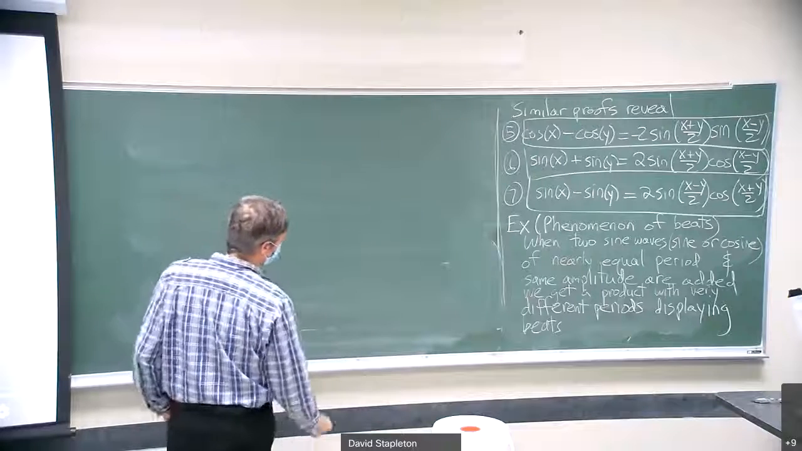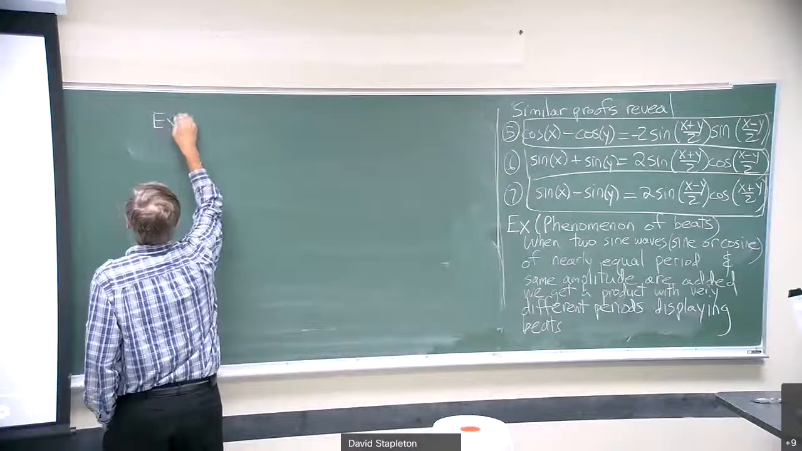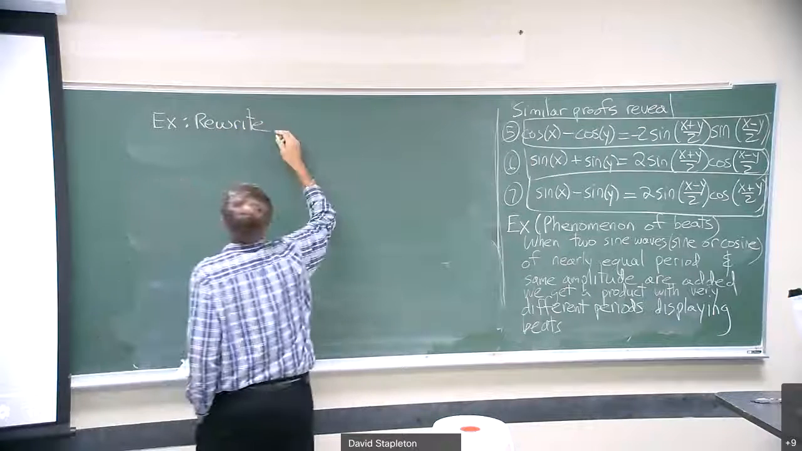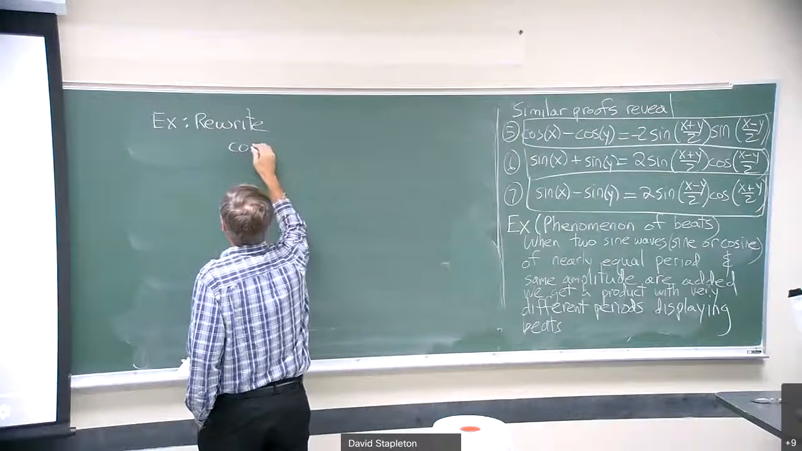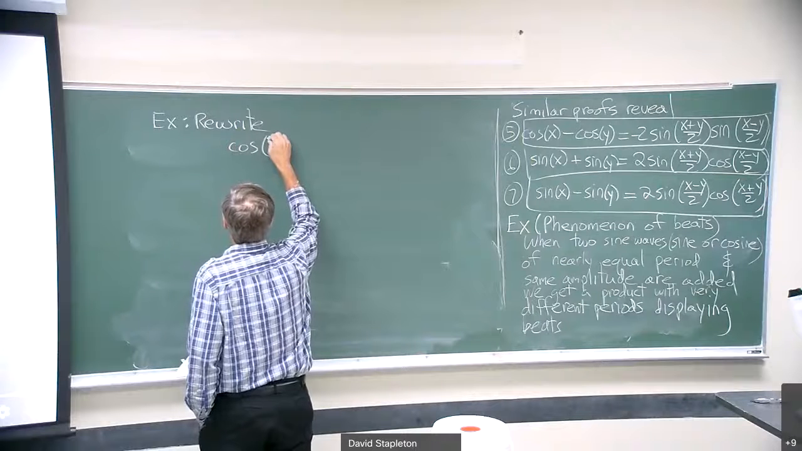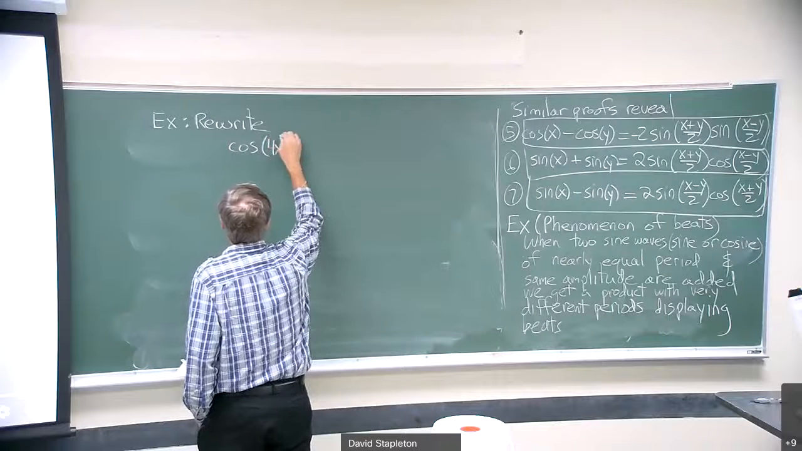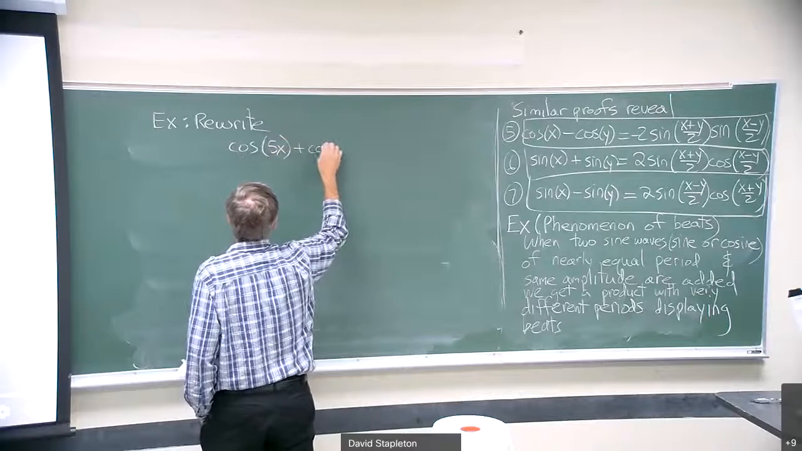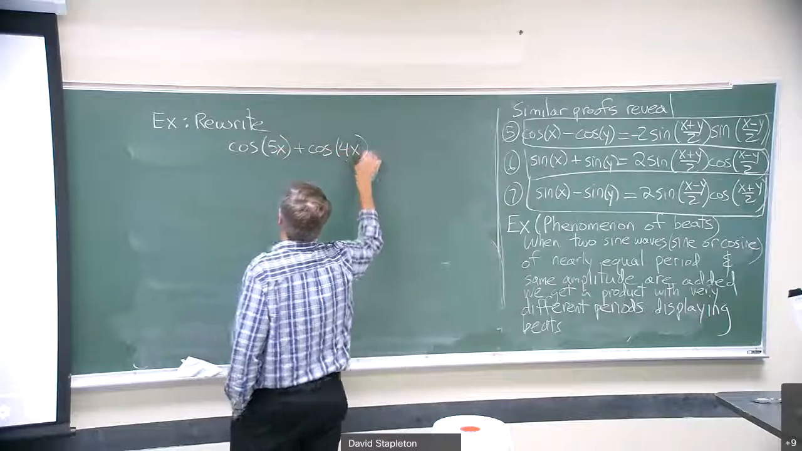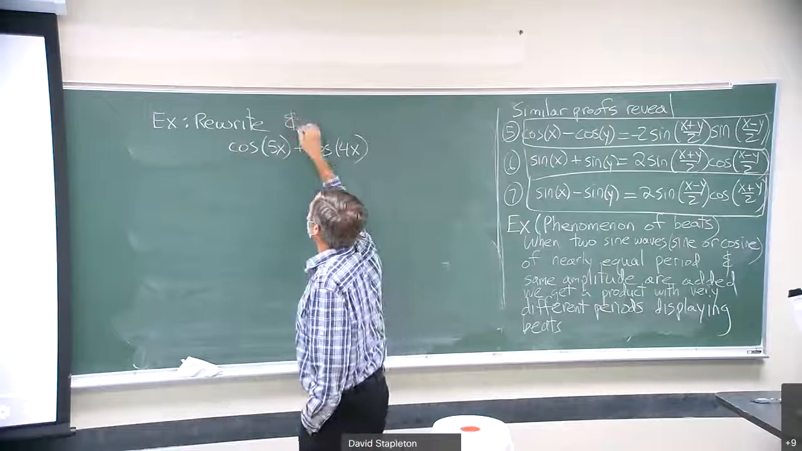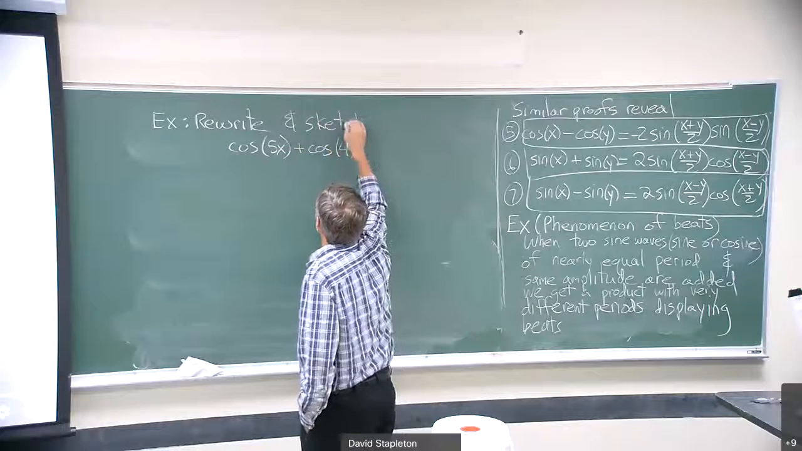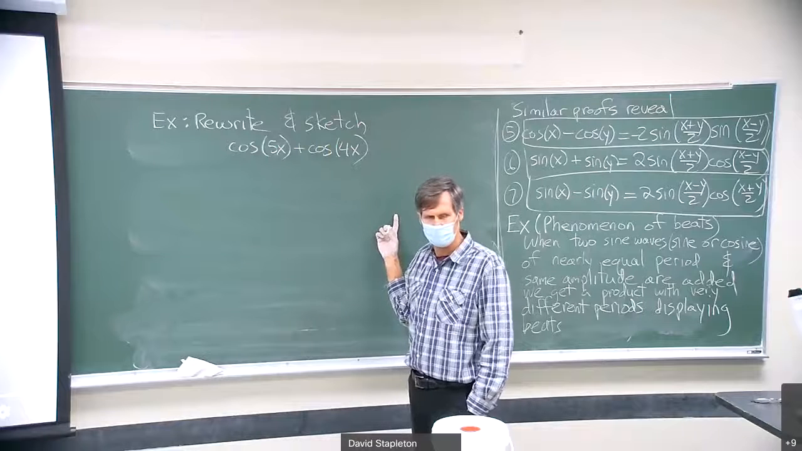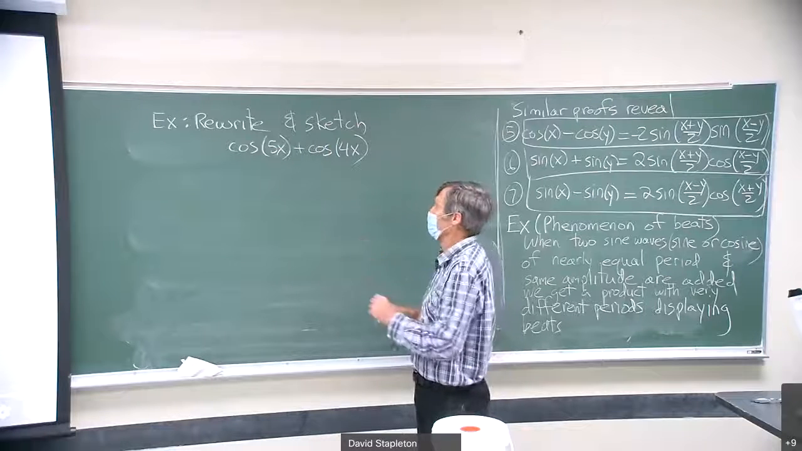So here's equation 1 applied. This is like a homework problem. Suppose I want to rewrite cosine of 5x plus cosine of 4x as a product. Let's rewrite it and use that to sketch it. I said before that often it helps to take a product and rewrite it as a sum. That makes it easier to sketch, because you can stack them on top of each other.